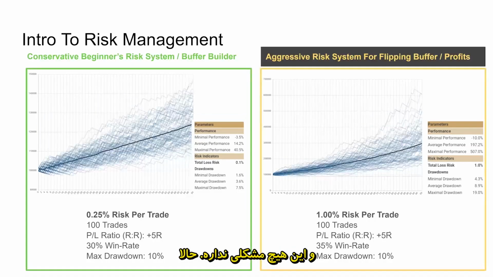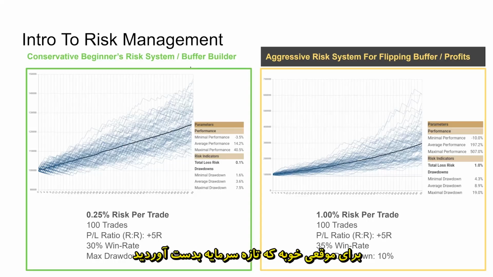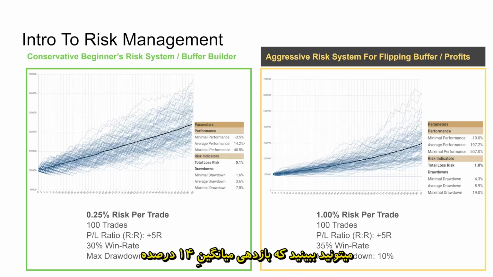Nothing wrong with that. Now, here is a conservative beginner's risk system. It's a buffer builder, right? These are honestly good for if you've just gotten funded in an account and you want to build buffer in an account, and then maybe you want to push your risk up to 0.5% risk per trade. It's not bad. It's the same sort of parameters, but look, our total loss risk is 0.1% still, right? That's our risk of ruin. You can see our average performance is 14%. It's not bad. If we're trading over a period of 3 months with this, right?